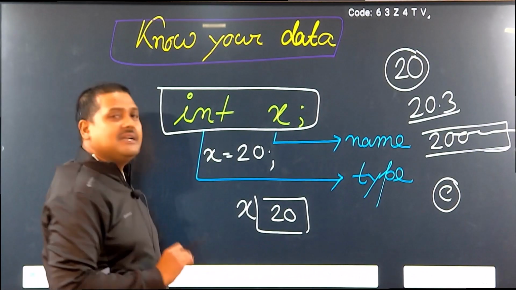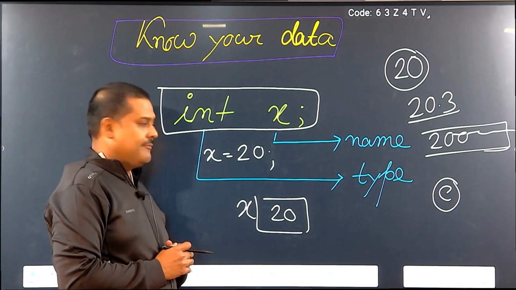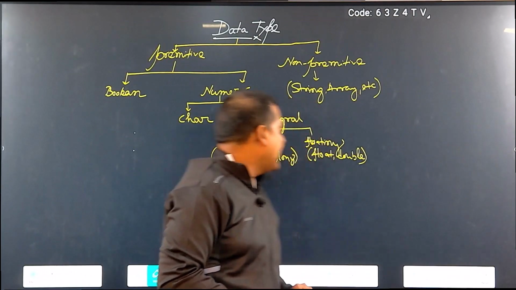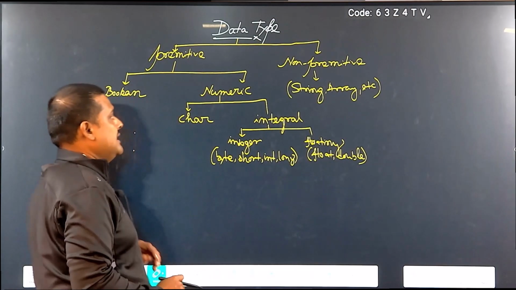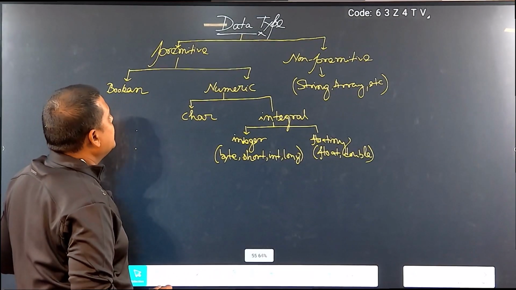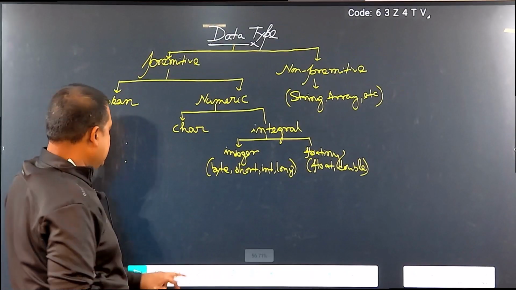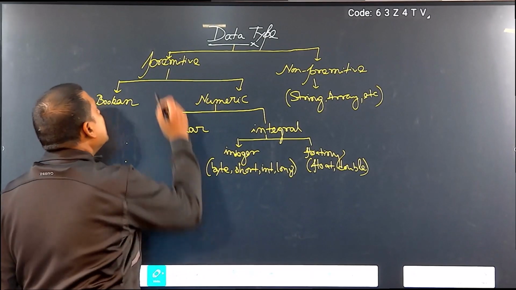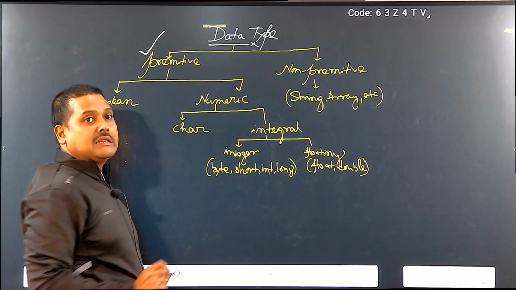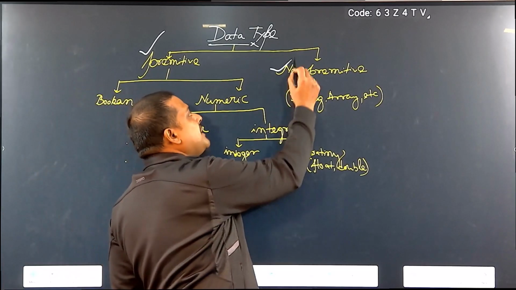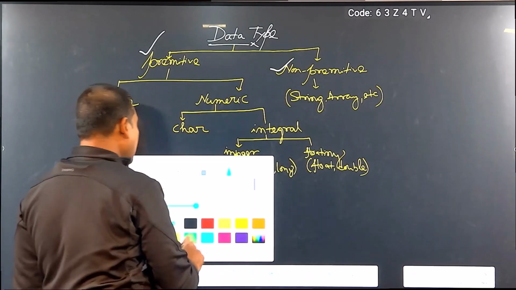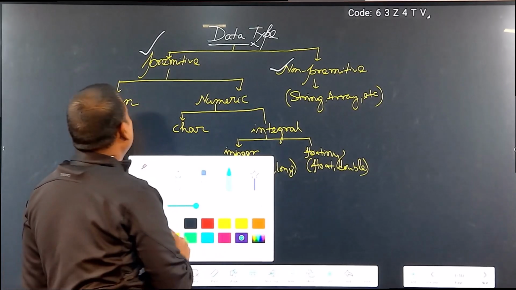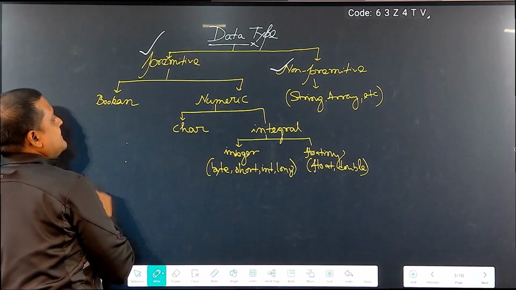In Java, there are different data types which are available. What are these data types? These data types are classified into two different types. One is called primitive data types, and the other is called non-primitive data types. The primitive data types are also classified into categories.